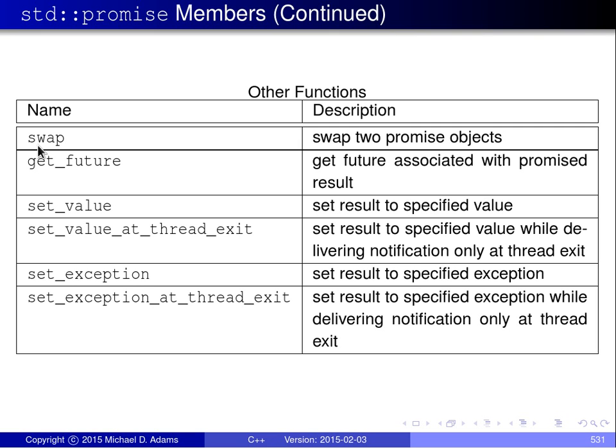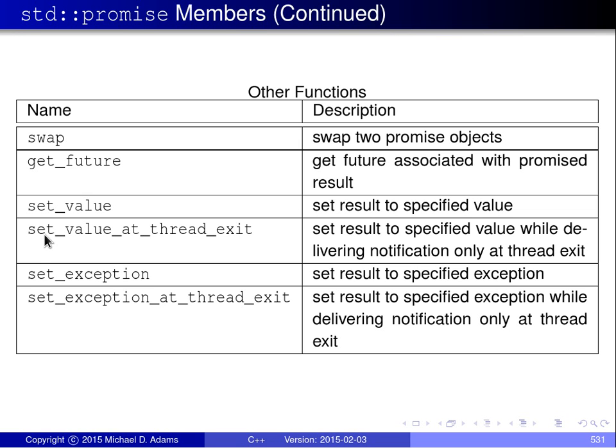Next, we have the more interesting member functions of the promise class. To begin with, we have the swap member function, which swaps the contents of two promise objects. Then we have the get_future member function, which gets a future that's associated with the promise object. We can get a future and give this to another thread, and that thread can wait on the future in order to obtain the value that's written into the promise. Next, we have the set_value member function, which is used to write a value into the promise, which can then be read out of the corresponding future at a later point.